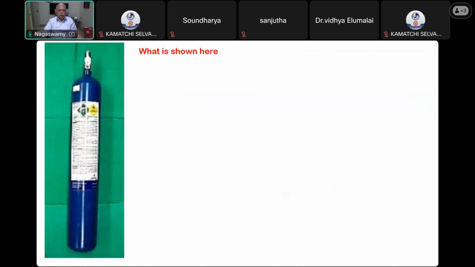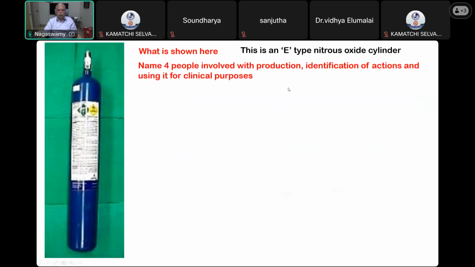Now what is shown here? A nitrous oxide cylinder. An E-type nitrous oxide cylinder. One must always state the size of the cylinder also. Name 4 people involved in the production, identification, action, and use of this for clinical purposes.